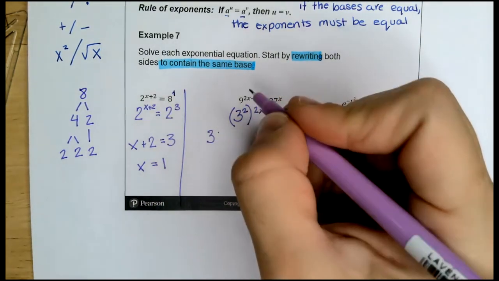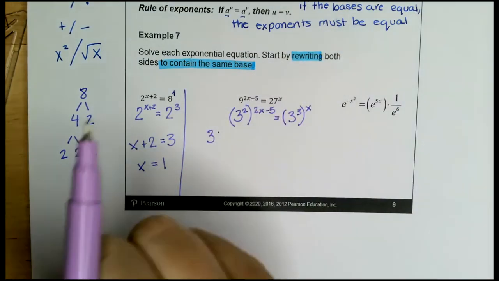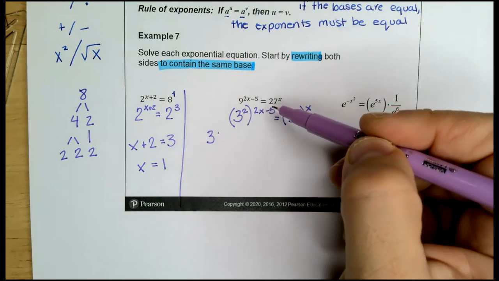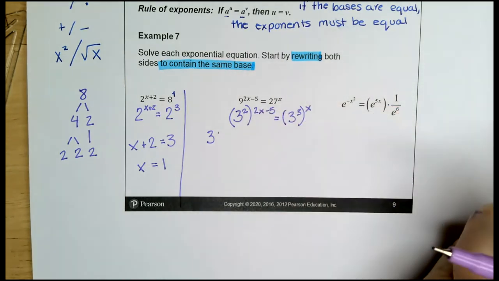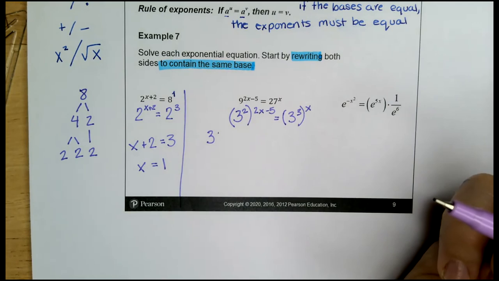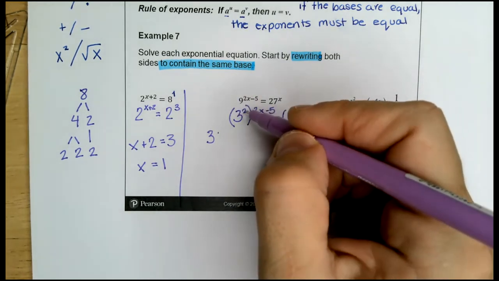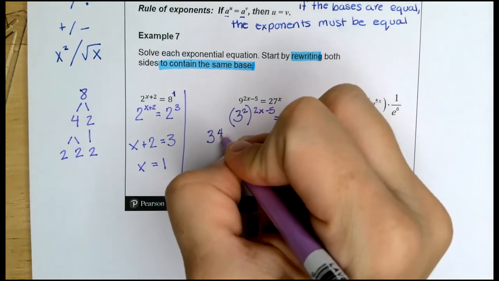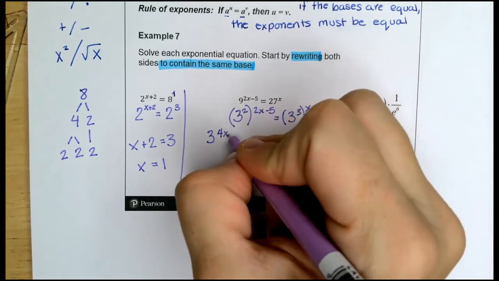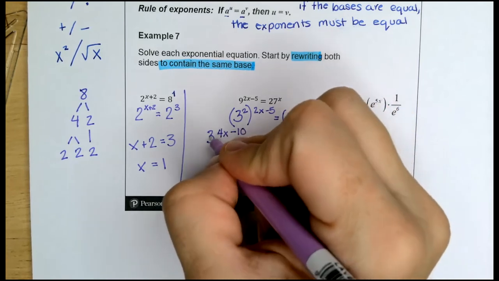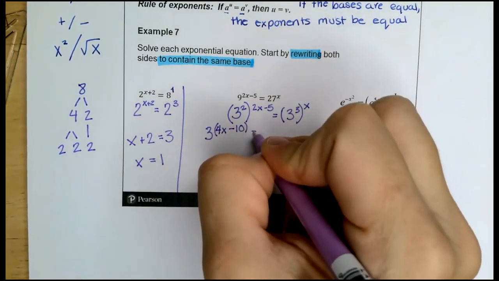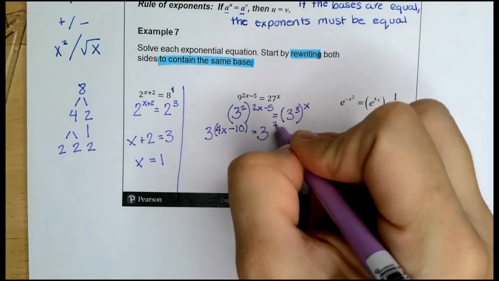Now we know that a base raised to a power raised to another power is multiplied, right? That's the rule of exponents. So I'm going to distribute that 2 to the 2x minus 5. 2 times 2x is 4x. 2 times a negative 5 is negative 10. 3 to the power of 4x minus 10 equals 3 to the power of 3x.